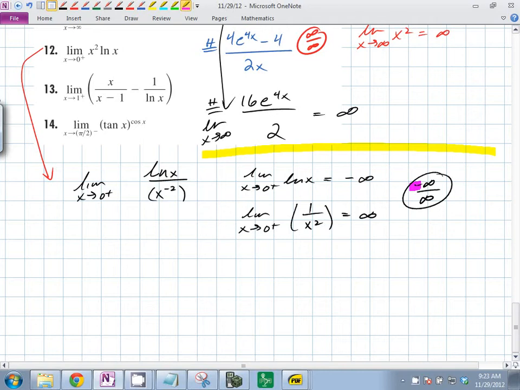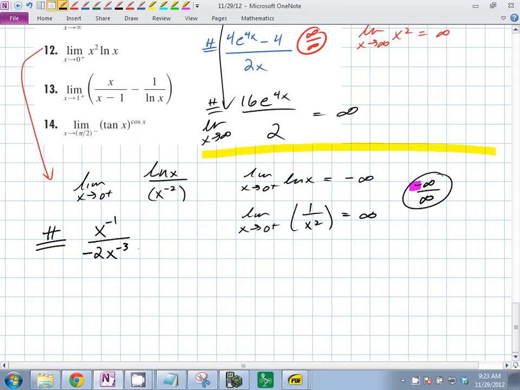So let's take the derivative, and what do we get? Let's apply L'Hopital's rule because we can. What's the derivative of ln x? X to the negative 1. And what's the derivative of the bottom? Negative 2x to the negative 3. Oh, wonderful. Okay, so the question now is, is this still an indeterminate form?